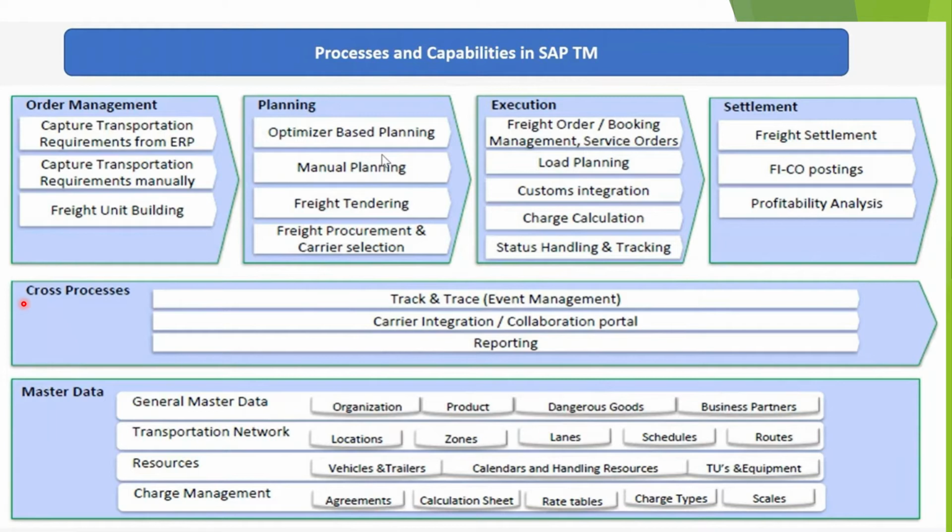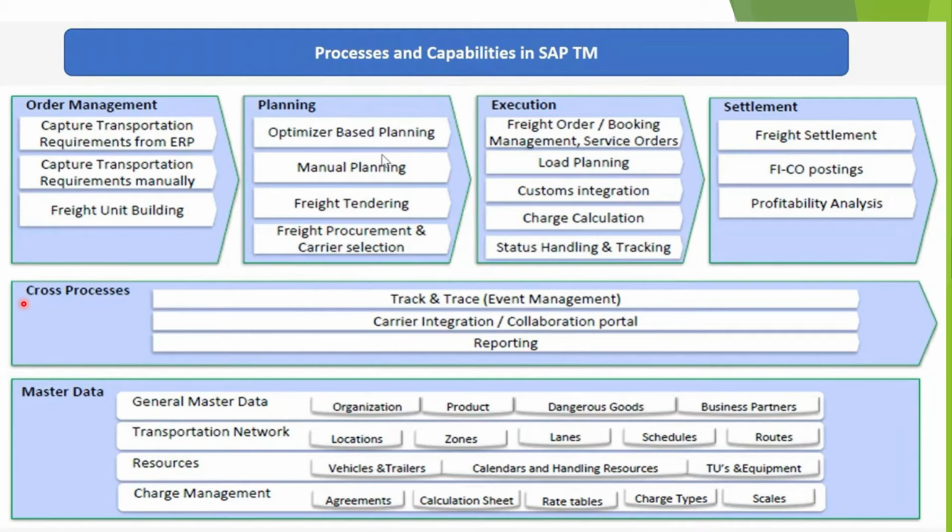Suppose a customer wants to know how many loads are being created, or how many shipments are going out from a specific plant. They can create a quick query on the NWBC screen, which is the NetWeaver Business Client, and use this type of reporting. It's very handy for the transportation people who work in the warehouse and the shipping department.